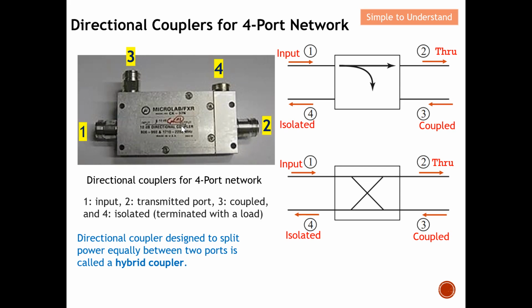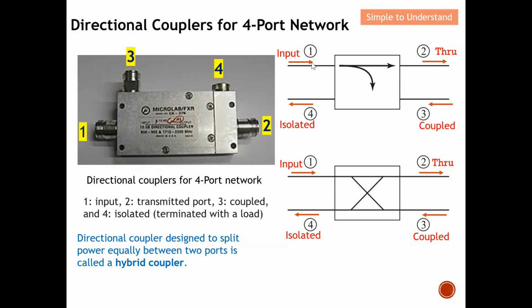P1 is split. P2 will be equal to P1 over 2. P3 will be equal to P1 over 2. So in short, the power is evenly split, and therefore this is known as a hybrid coupler. Okay, so this diagram is what I have mentioned earlier on.